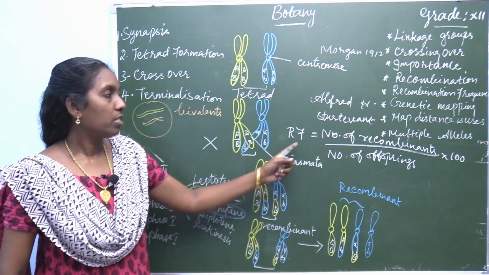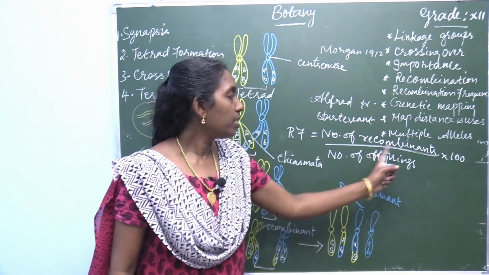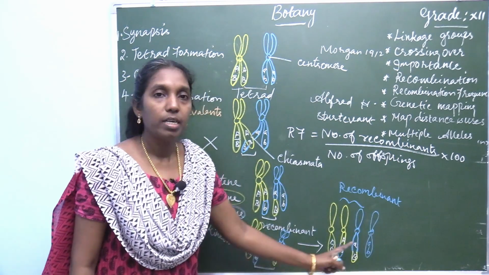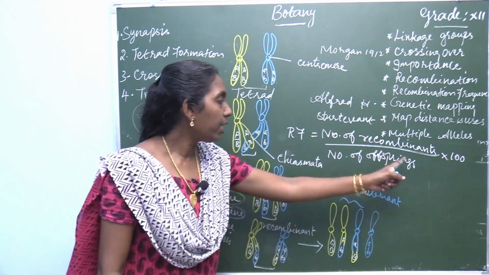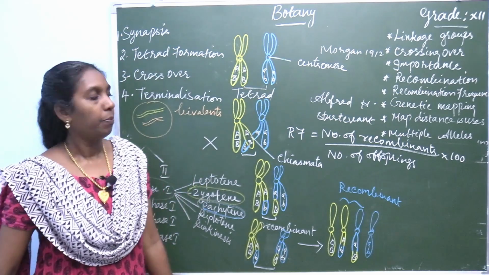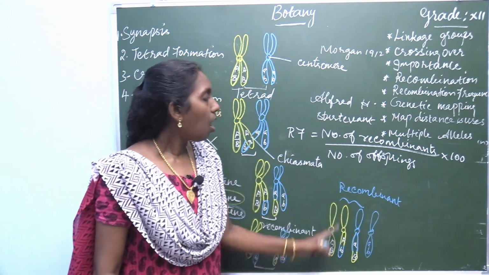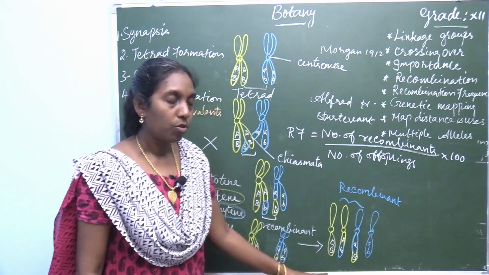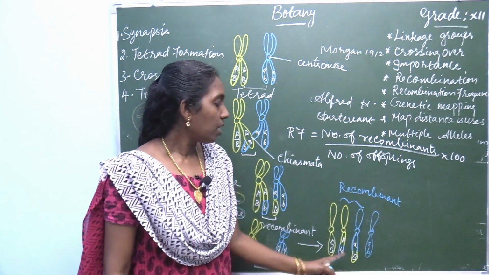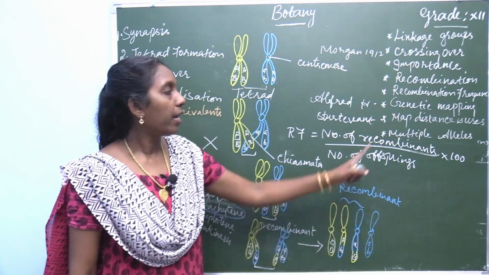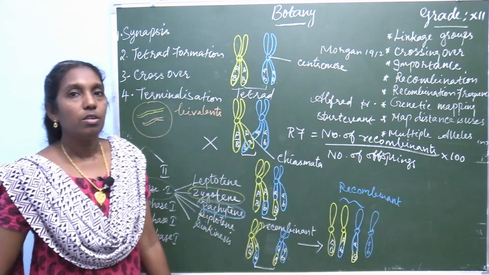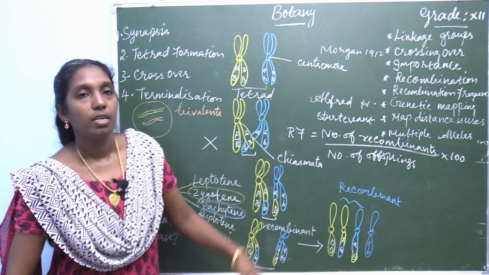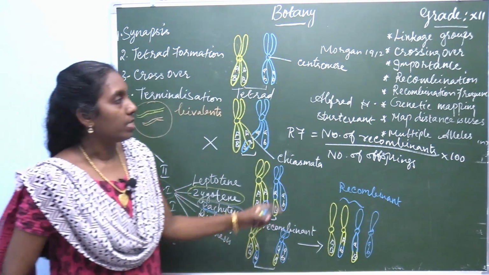It can be calculated by this formula. Number of recombinants, this is how many recombinants are formed, divided by number of offspring. Out of these 4, how many recombinants are formed? So here, out of these 4 chromatids, 2 are recombinant, and the total number is 4, into 100. So that gives the percentage, the RF, recombinant frequency.